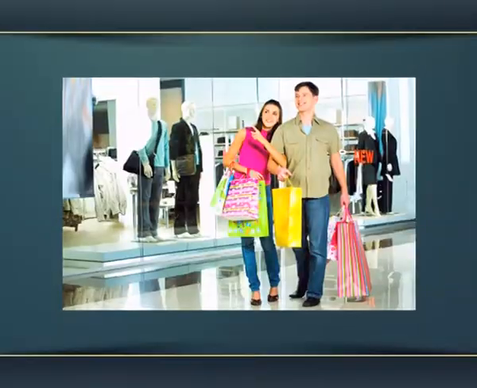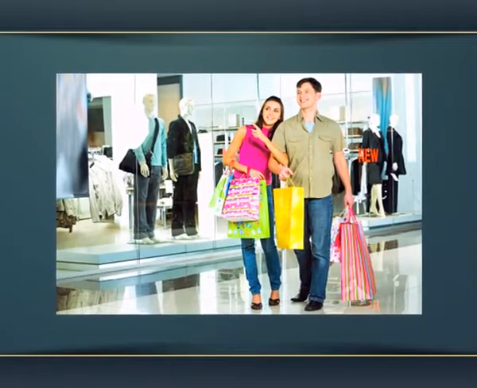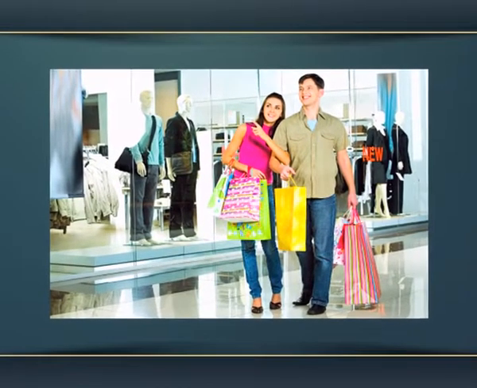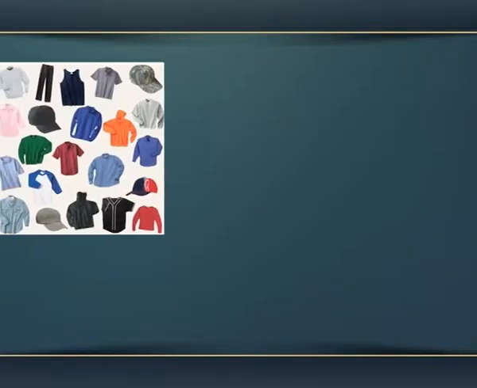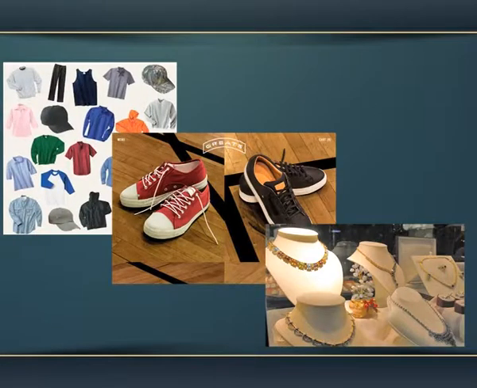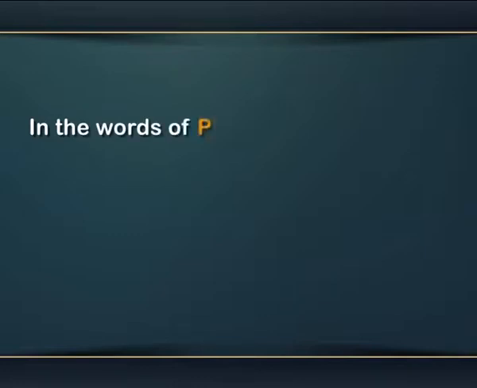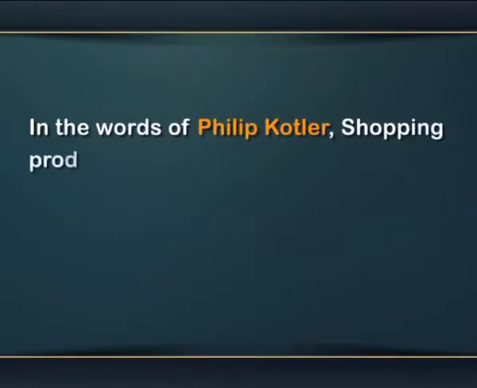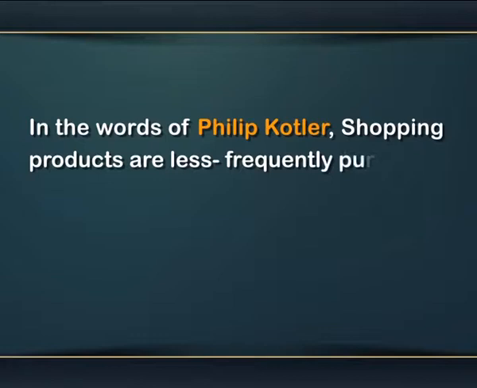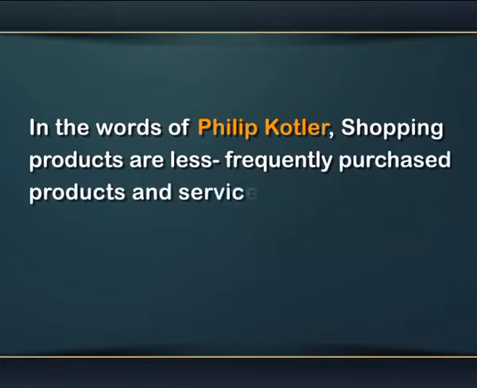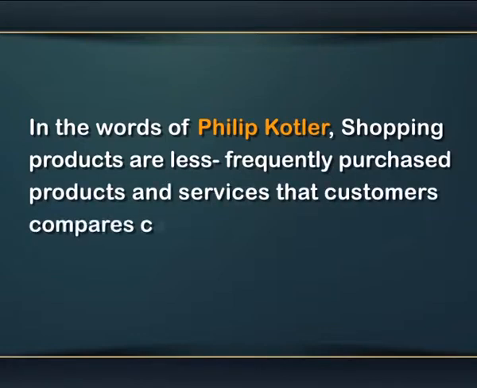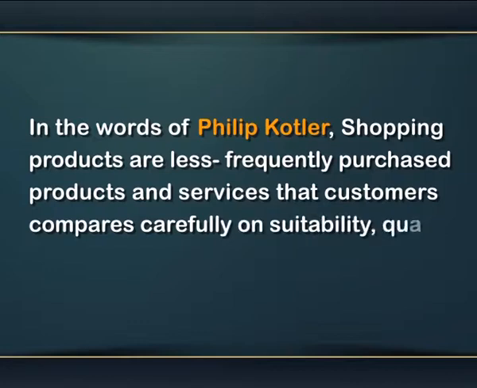Shopping products are those products for which consumers spend a lot of time and take great effort in selecting the place from where they are going to buy or which product they will buy. For instance, clothes, footwear, jewelry, etc. In the words of Philip Kotler, shopping products are less frequently purchased products and services that customers compare carefully on suitability, quality, price and style.